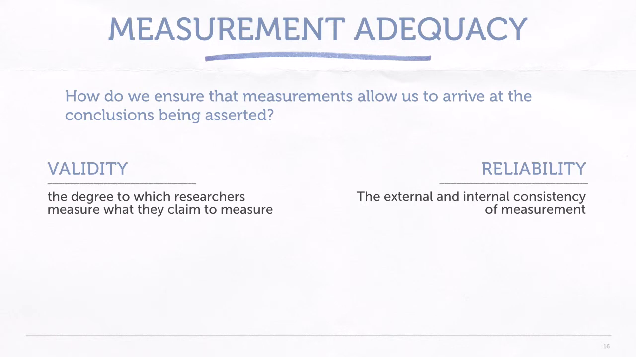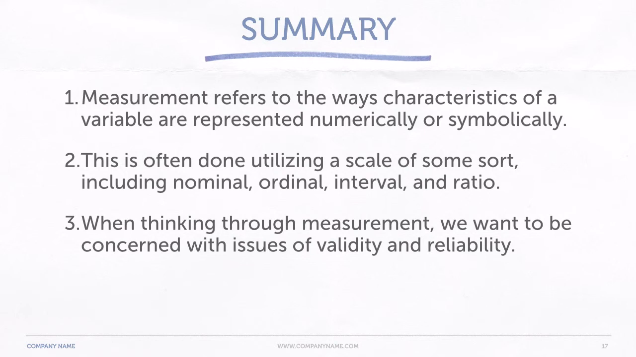So, in summary, measurement refers to the ways characteristics of a variable are represented numerically or symbolically, and this is often done utilizing a scale of some sort, including nominal, ordinal, interval, and ratio. And when thinking through measurement, we want to be concerned with issues of validity and reliability. And I'm just going to combine them and call them reliability. It's going to be great.